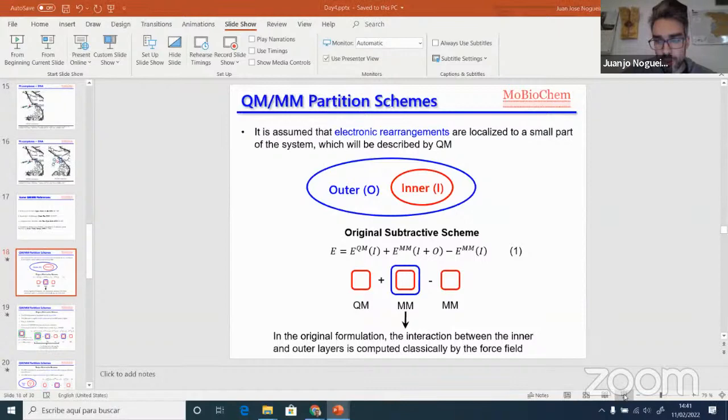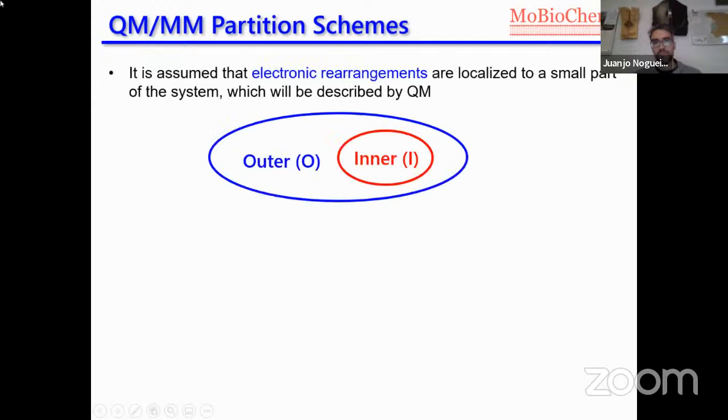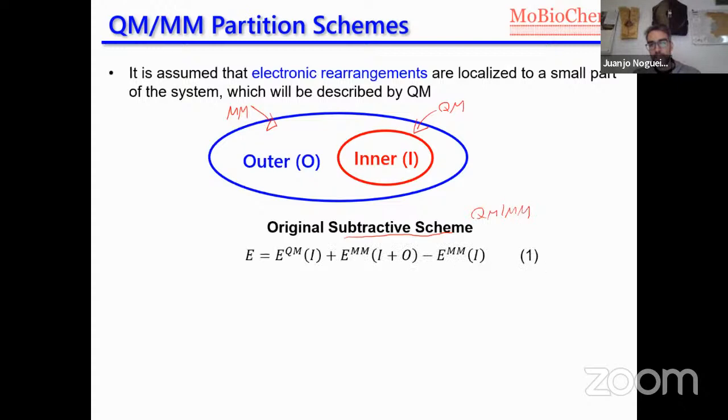So the inner part of the region in the following equations will be the important region, the reactive region, which will be described with quantum mechanics. And the outer region, represented here in blue, will be described by molecular mechanics, by our classical force field, because maybe it is important, but less important than the other part of the region. The first QM/MM scheme which was developed was called the subtractive scheme. In this approximation, the total energy of the system is computed as follows.